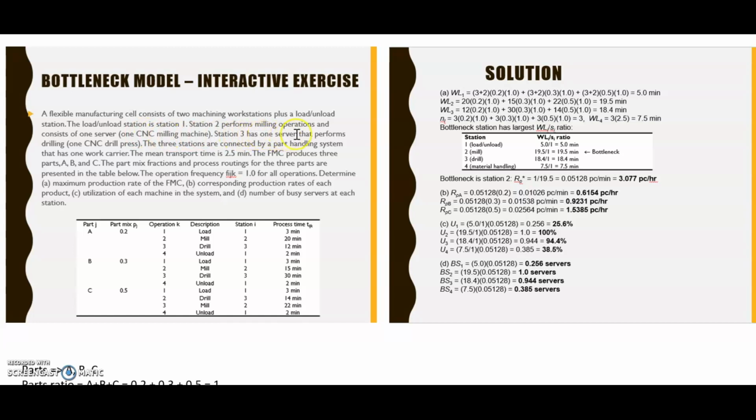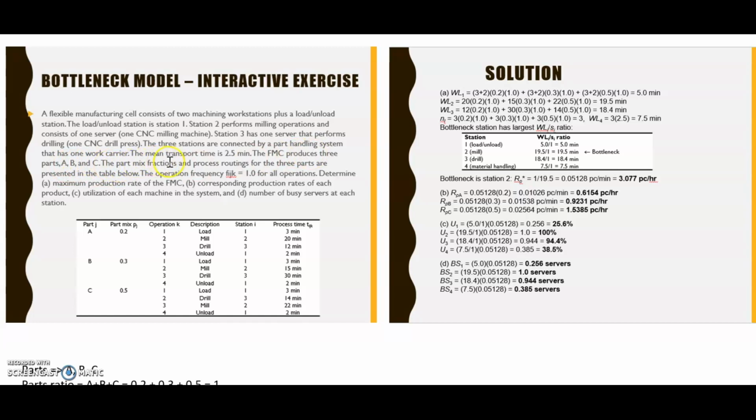Station 3 has one server. Again, this is a worker that performs drilling using one CNC drill press. The three stations are connected by a part handling system that has one work carrier or a worker. The mean transport time is 2.5 minutes. The FMC produces three parts A, B and C.